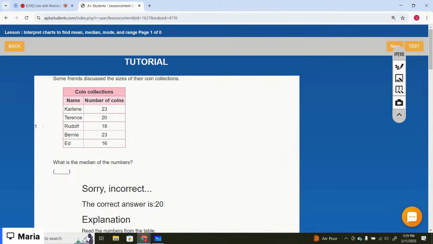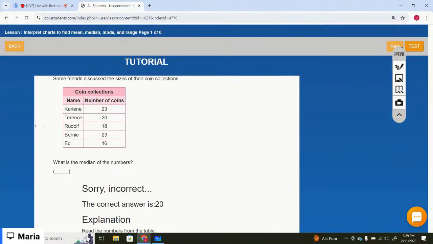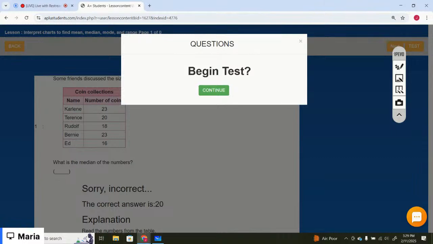Some friends discussed the size of their coin collections. What is the median of the numbers? You have to calculate the median. Let's just start with the test questions. We'll do the practice questions in the test.